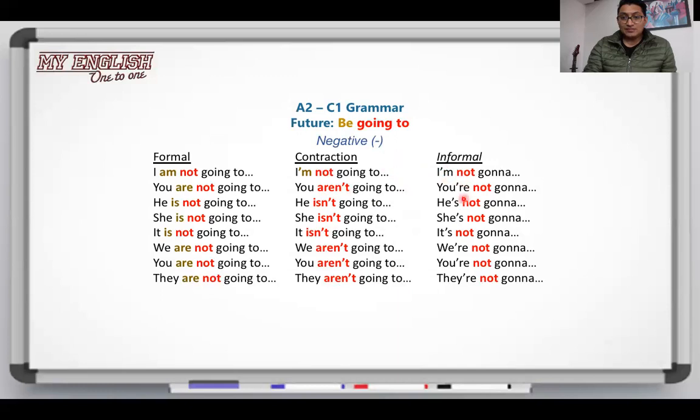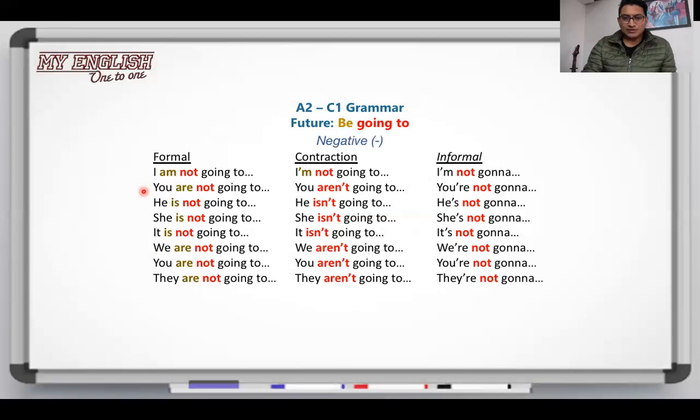We use the same situation, but we add the gonna, like I'm not gonna, you're not gonna, he's not gonna, she's not gonna, it's not gonna, you're not gonna, they're not gonna. Let's do some examples. Let's say the verb eat. I'm not going to eat, or formally, I am not going to eat. I'm not going to eat. I'm not gonna eat.